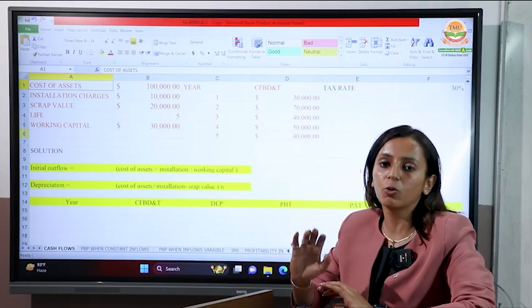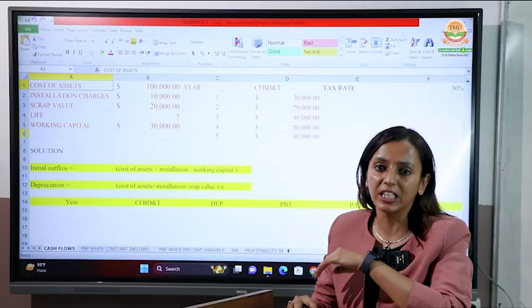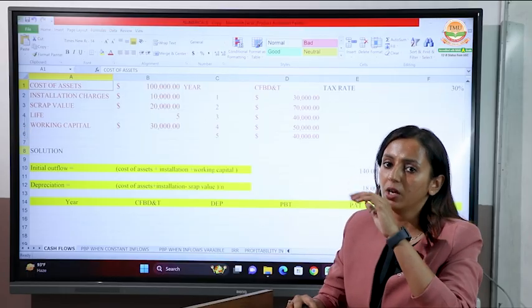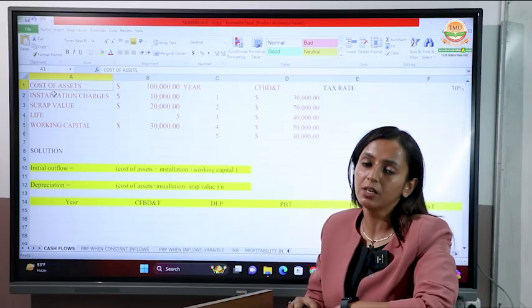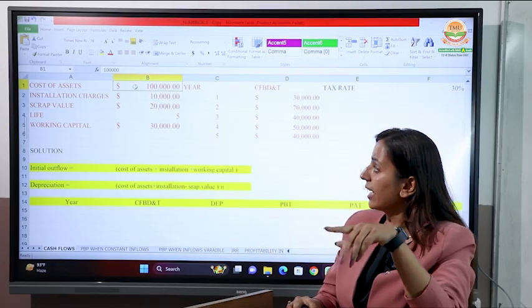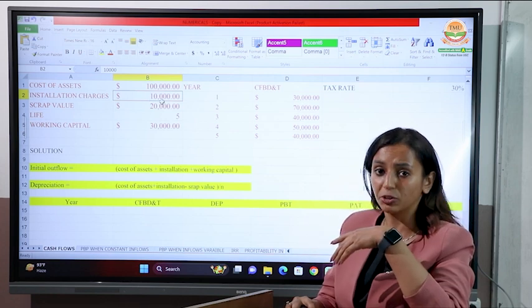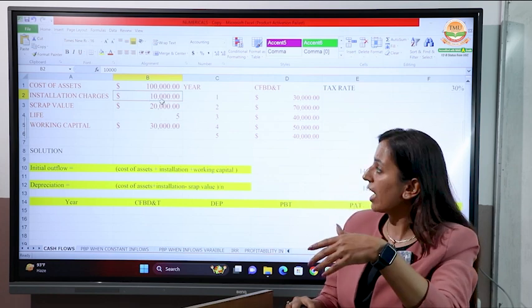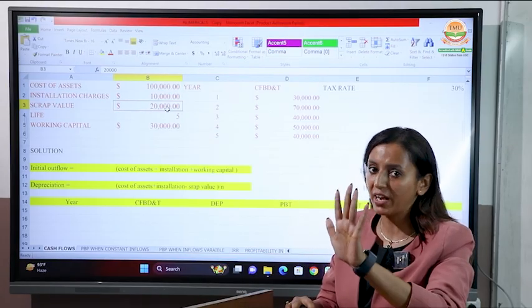The first numerical question is on cash flows, just to find out the basic cash flows from the given information. Please have a look. The first information given is the cost of assets, which is 1 lakh rupees. The second, installation charges, are 10,000 rupees. The scrap value is 20,000 and the life of the asset is 5 years.